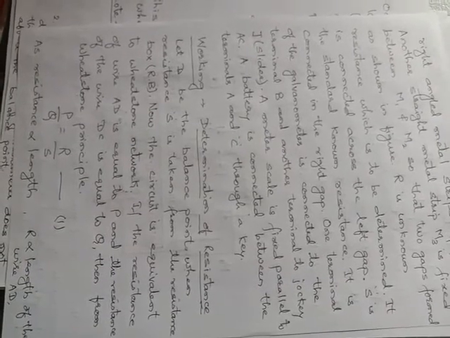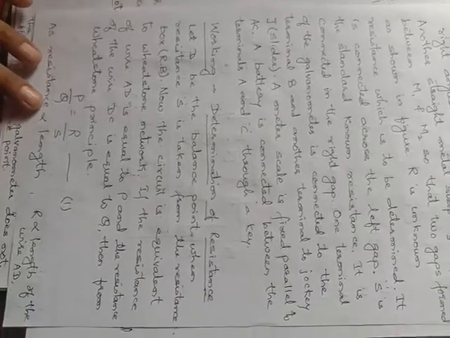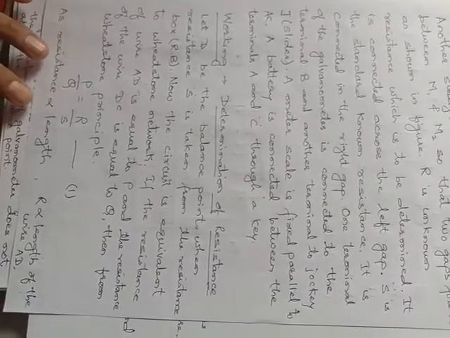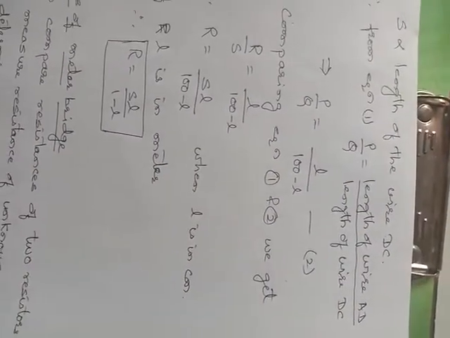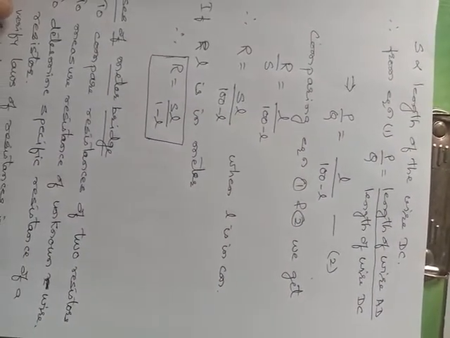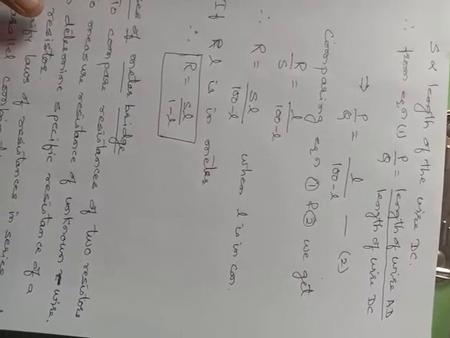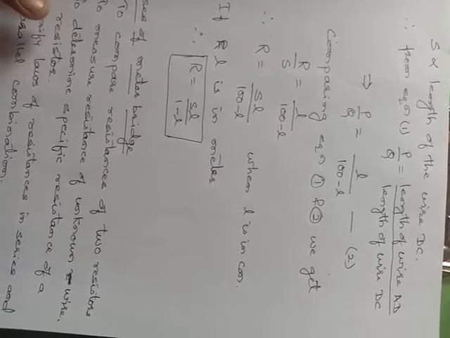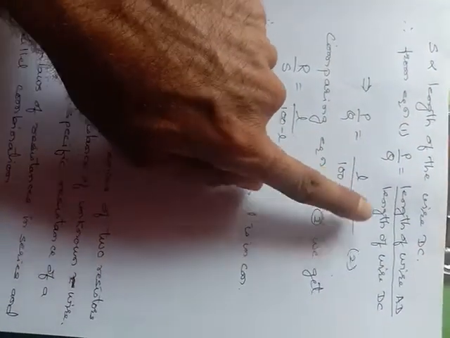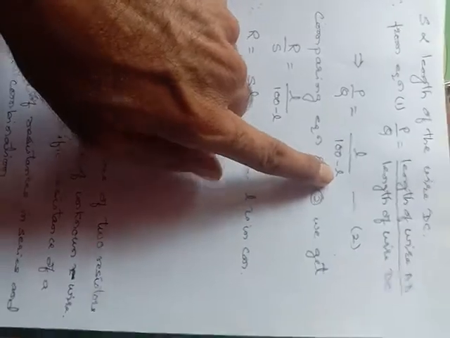Then from the Wheatstone bridge we can find out P by Q is equal to R by S. Equation 1. Here we understood that resistance is directly proportional to the length. P is proportional to the length of the wire AD. Q is proportional to the length of the wire DC. From equation 1, P by Q is equal to length of the wire AD divided by length of the wire DC. So this will give you what? What is the length of the wire AD? L. What is the length of the wire DC? 100 minus L.